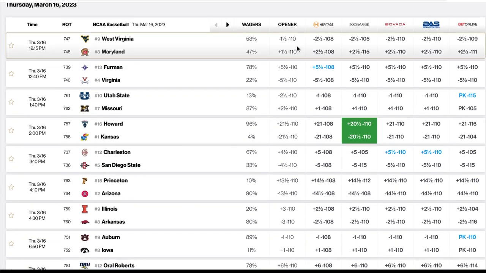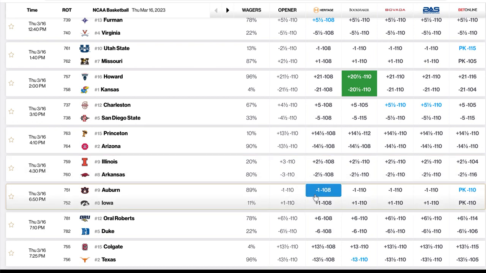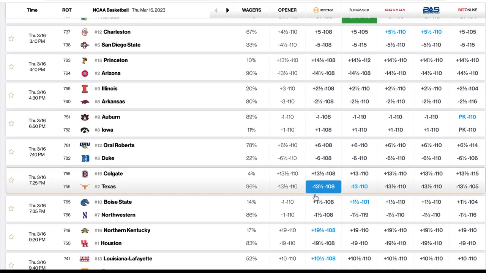West Virginia, yeah, West Virginia is a favorite there. Illinois is an underdog. Auburn's a small favorite.